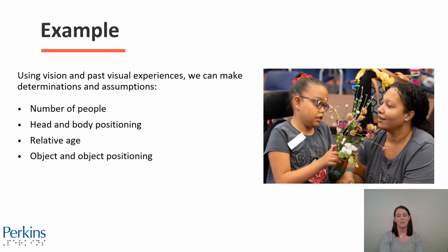Here's another example. Using vision and our past visual experiences, we can make determinations and assumptions about what we see. On this slide, I have a photograph of a young girl and a woman. They're at eye level with one another and they're facing one another. The little girl is holding a vase of flowers in between them. From using my past visual experiences, I can look at this photograph and I can determine the number of people, the head and body positioning, relative age, and the object and object positioning. All of this visual information helps me put together a story and to understand what might be occurring within this photograph. If you have CVI and your visual curiosity is reduced, you might need some direct teaching or explanation as to what's occurring. You'll also need some skills around compensatory strategies in order to understand the implications of social situations.